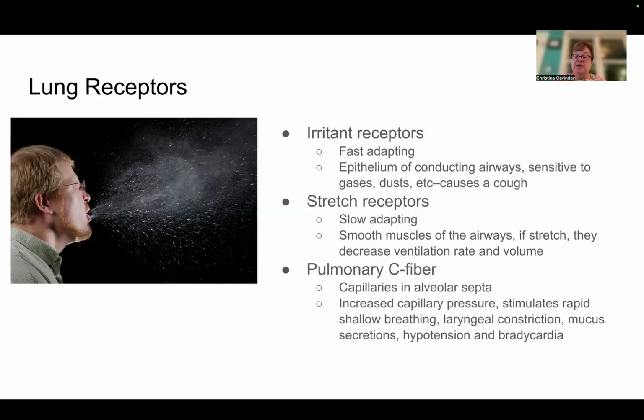And then we have pulmonary C fibers, and these are in the capillaries in the alveoli septa, so in the little tiny air sacs. These increase your capillary pressure. It stimulates rapid, shallow breathing. It causes laryngeal constriction, mucus secretions, hypotension, and bradycardia. So these, if they are stimulated, will cause a lot of changes in the lung tissue.